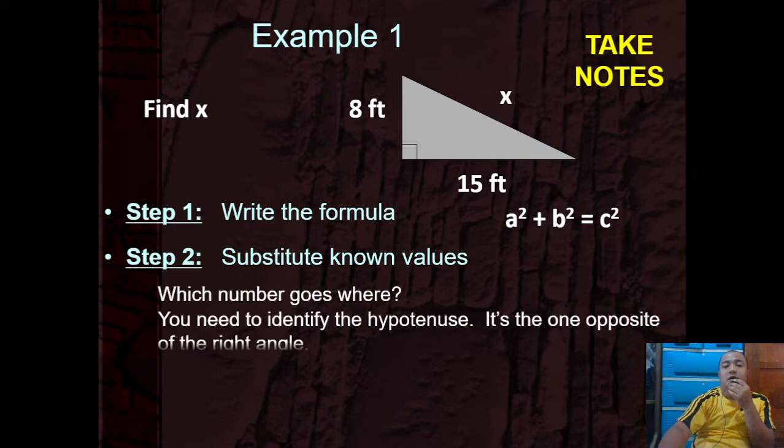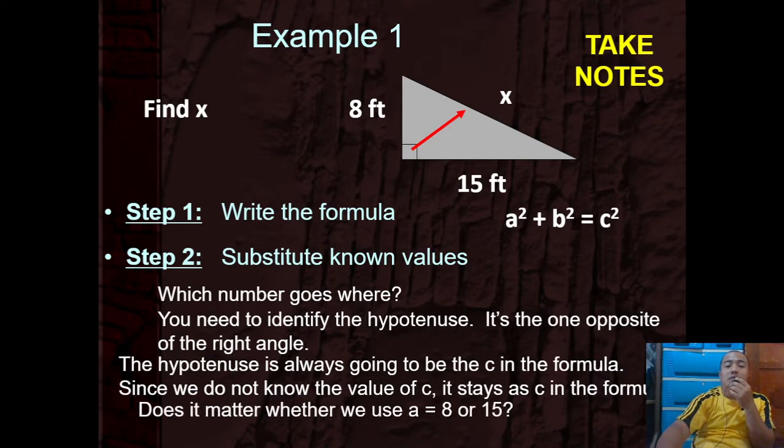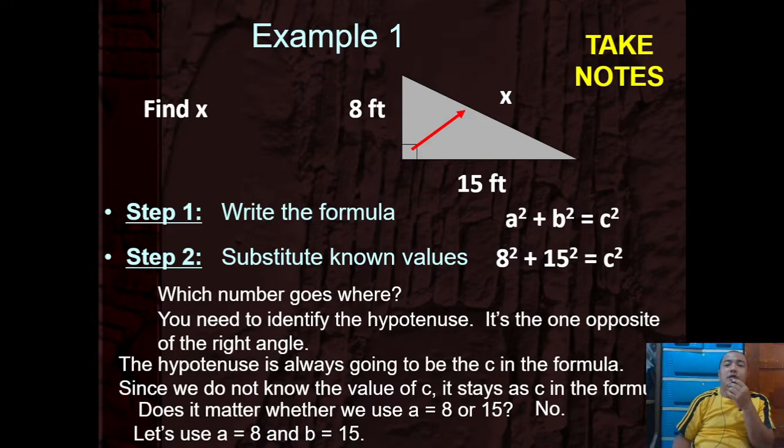Step 2, substitute known values. Which number goes where? You need to identify the hypotenuse. It's the one opposite the right angle. Yes, x is the hypotenuse. The hypotenuse is always going to be the C in the formula. Since we do not know the value of C, it stays as C in the formula. Does it matter whether we use A equals 8 or 15? No. Let's use A equals 8 and B equals 15. So 8 squared plus 15 squared equals C squared.